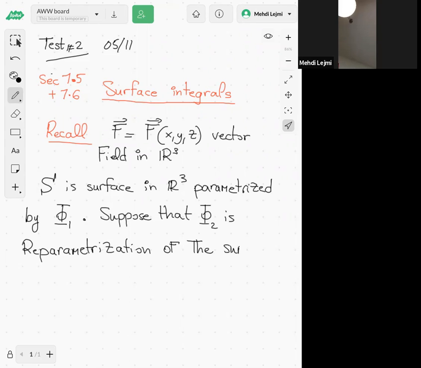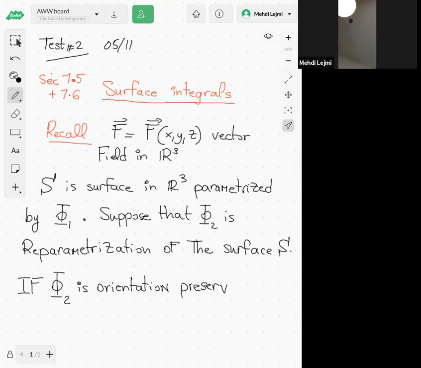So what we said is, for the surface S, if this phi 2 is orientation preserving. What's orientation preserving? Let me write it down here. If phi 2 is orientation preserving, that means the normal vector induced by phi 2 has the same direction as the normal vector induced by phi 1.